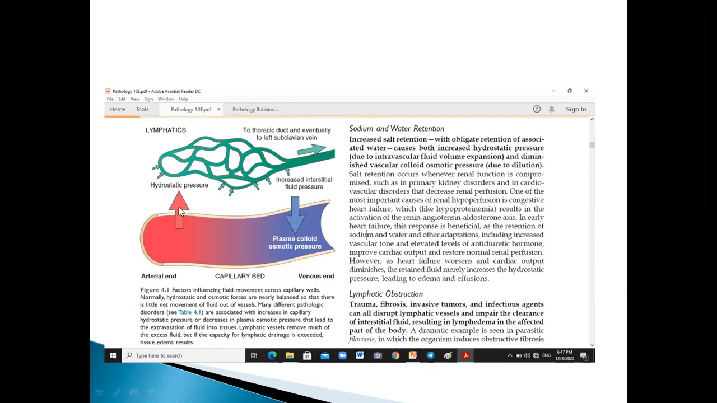You can see here, hydrostatic pressure tends to move water out of the capillary, while plasma colloid osmotic pressure pulls it back. You can see here the lymphatic drains through the lymphatic duct to the thoracic duct and eventually to the left subclavian vein. This is all about physiology, a revision of physiology again.